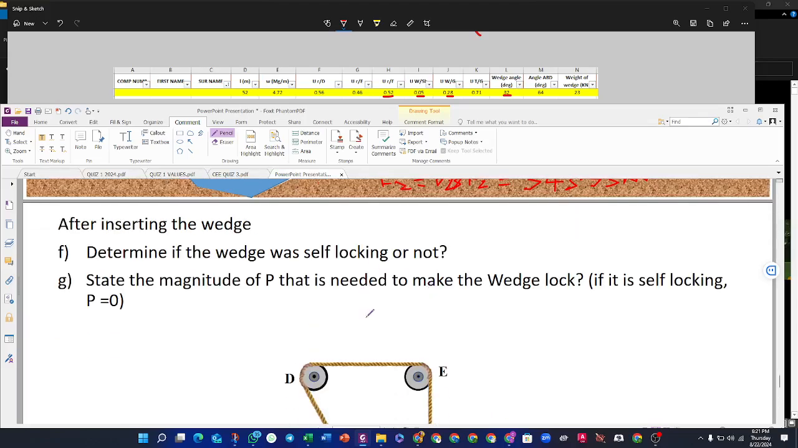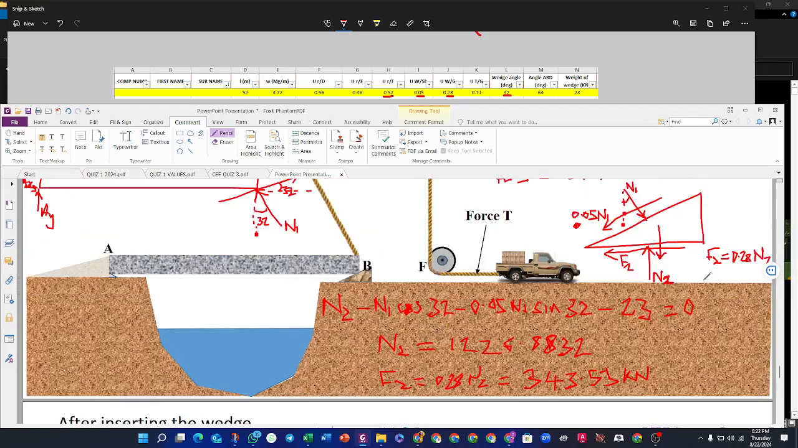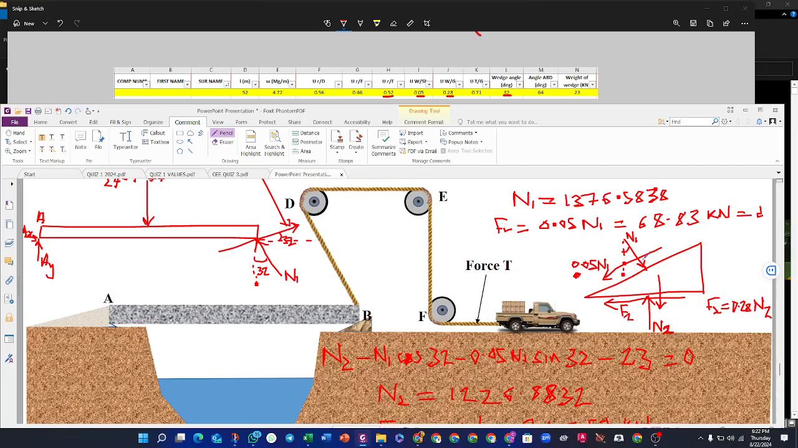Then they ask a question lastly. Determine if the wedge is self-locking or not. Obviously, I need to compare. We see on the wedge here, the two friction forces have their x components in the negative, and then N1 is the one which is having a positive x component. So I need to compare those two.